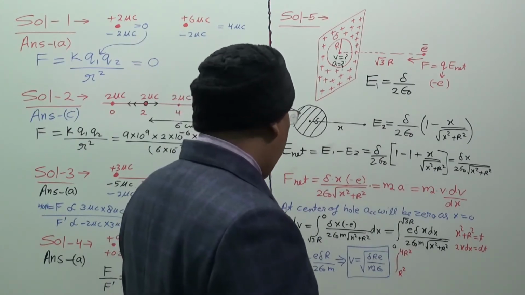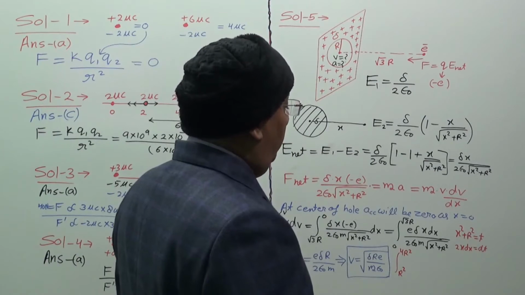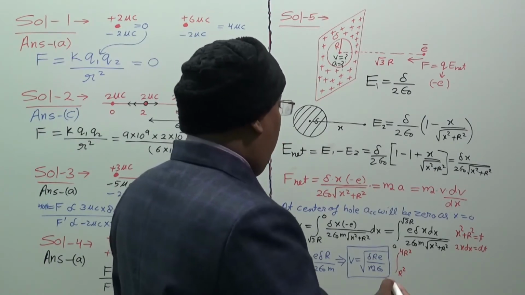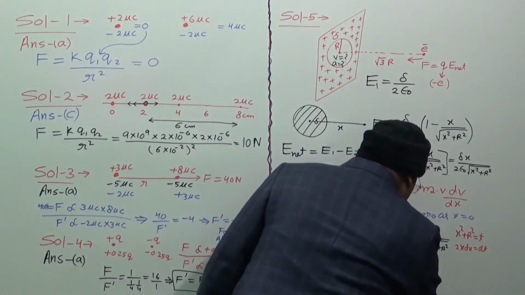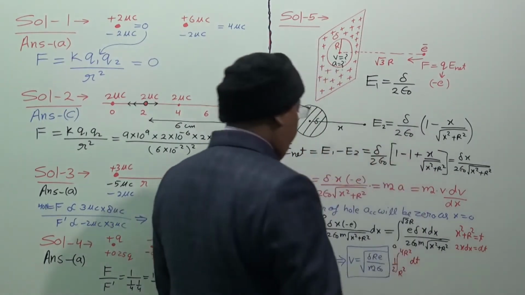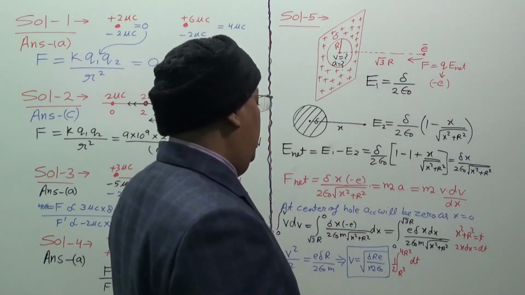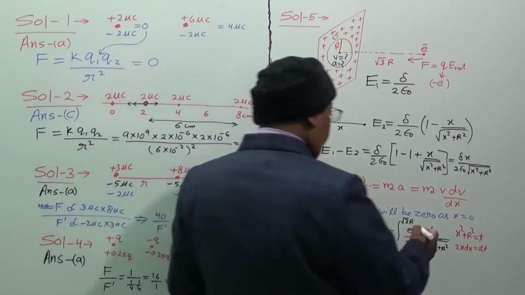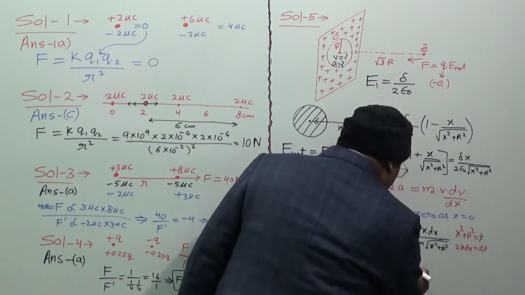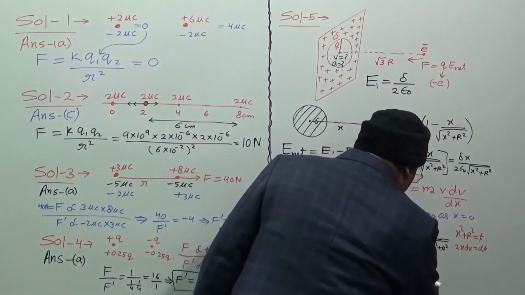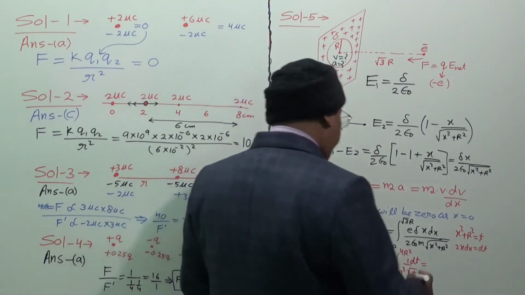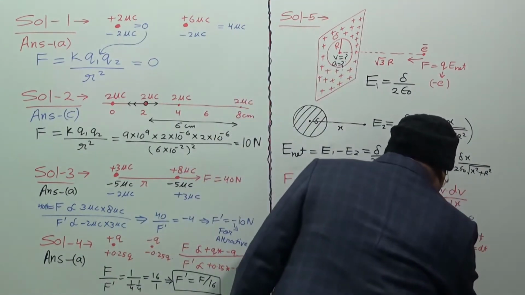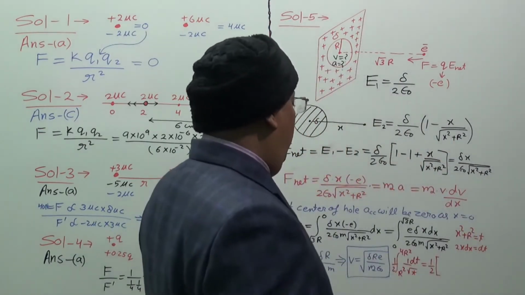And x, dx can be written as dt by 2, and this can be written as 1 by root t is equal to 1 by 2, 1 by root 2.